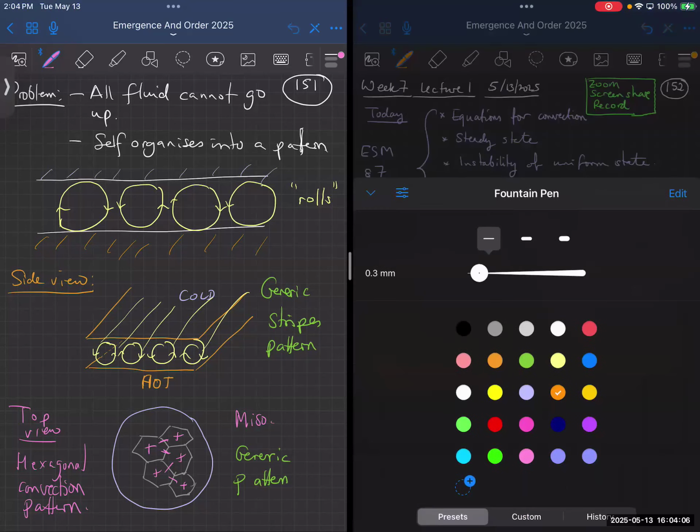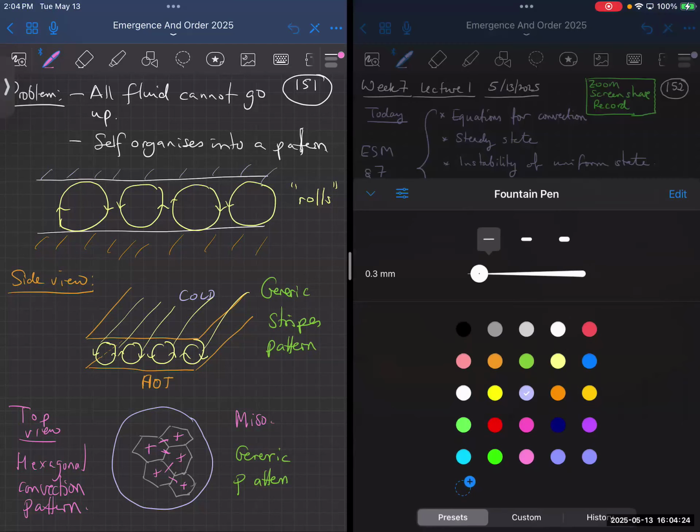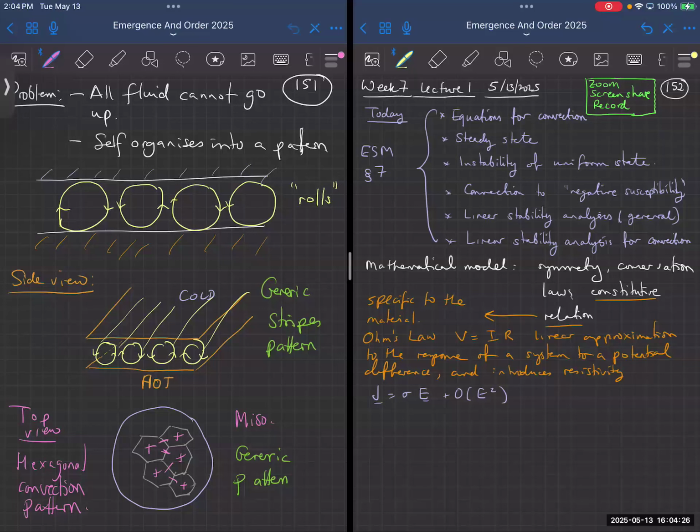If you were to write down Ohm's law in a more sophisticated way, you would say J is equal to sigma times the electric field. J is a current, sigma is the conductivity, and then you would say, well, there are higher order terms here which are higher order in the electric field, and we just focus on the linear response, so we just focus on this part here, and that's the linear response.